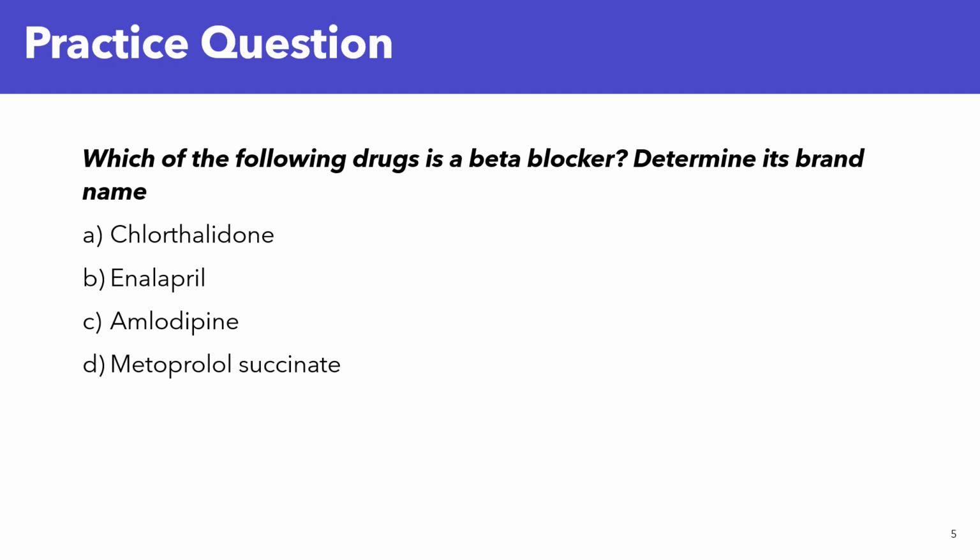An easy way to identify beta blockers, they all end in -lol. So for example, metoprolol, atenolol, carvedilol, labetalol, propranolol, and so forth. Determine its brand name. The brand name for metoprolol succinate is Toprol.